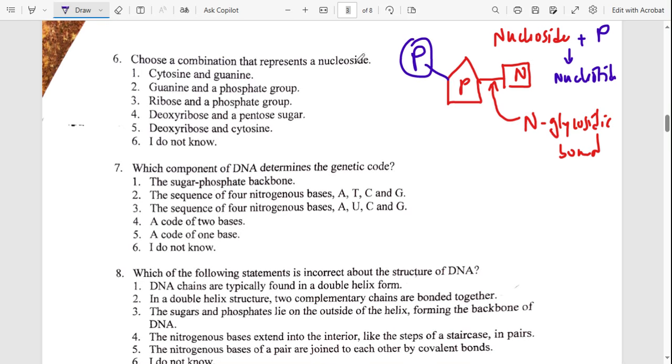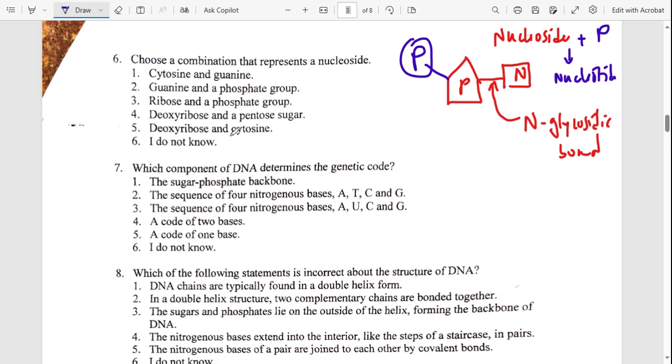So we want to choose a combination that represents a nucleoside. Cytosine and guanine, these are both bases. Guanine and phosphate, no. Ribose and phosphate, that's also a no. Deoxyribose and pentose. Deoxyribose is a pentose sugar. Pentose is also a sugar.